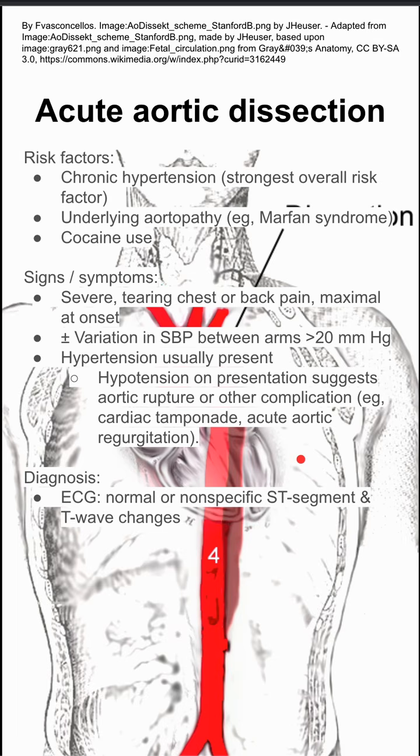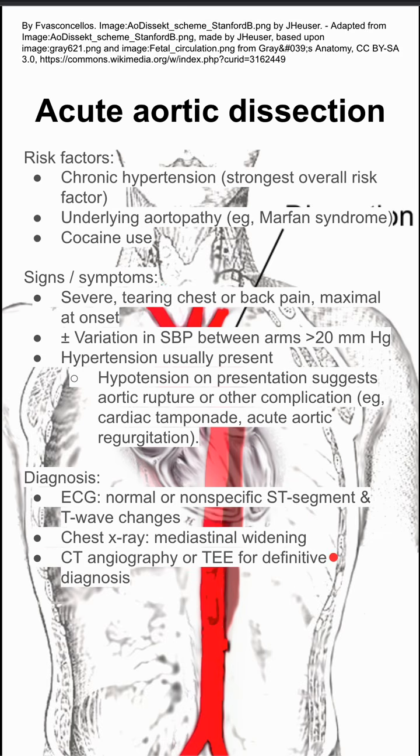Diagnosis: EKG isn't super helpful. You'll have normal or nonspecific ST segment and T wave changes. Chest X-ray might be helpful if you see mediastinal widening. CT angiography or TEE is used for the definitive diagnosis.